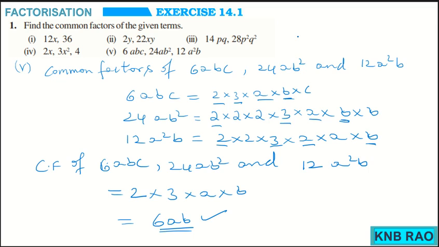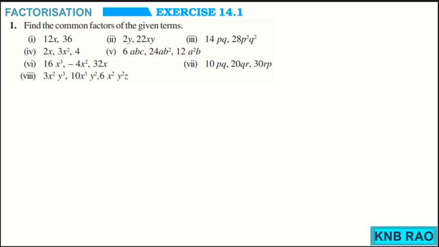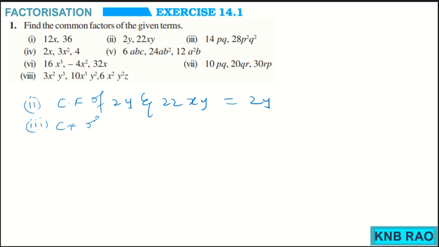Now let me show you what are the answers to them. Students, coming to the question 1 I have already solved. For question 2, CF of 2y and 22xy, it is 2y. And in third, common factor of 14pq and 28p square q square is 14pq. So 14 ones are 14, 14 twos are 28, so 14 will come. pq, both of them are there.